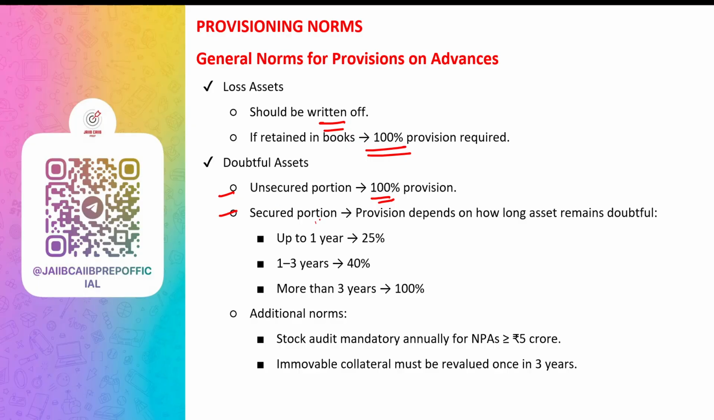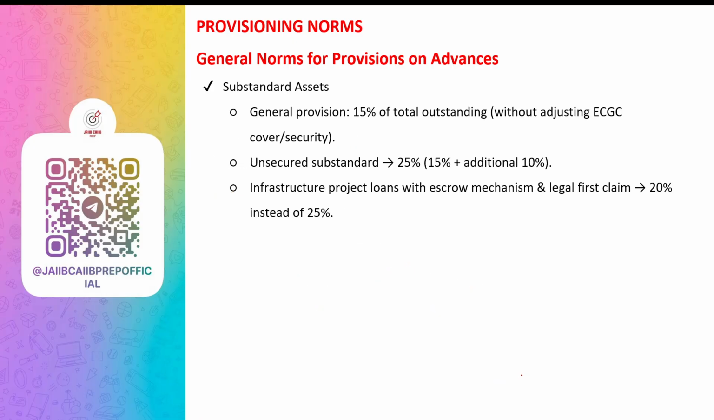For up to 1 year, 25% provision is required. For 1 to 3 years, 40% provision is required. And for more than 3 years, 100% provision is required. For large non-performing assets, the bank must conduct annual stock audits by an external agency to verify the security value, or get immovable properties revalued once in 3 years.